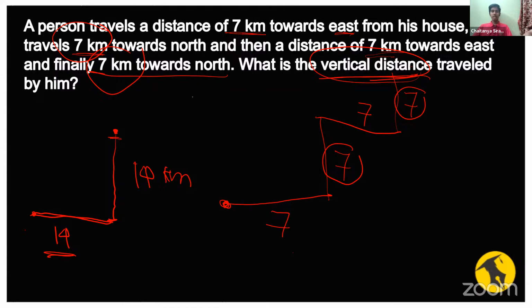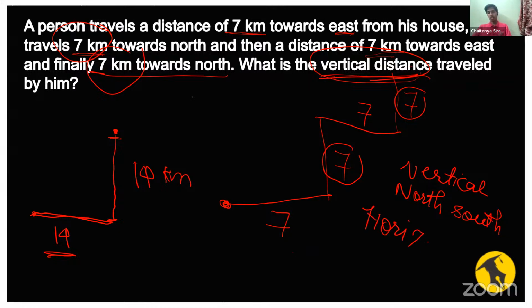All right. I'll quickly repeat. The question gave me a few directions. It was 7 kilometers to east, then north, east, and again north. And finally, it asked me for the vertical distance. For vertical distance, you always add your north and south. I'll write it somewhere. For vertical, you do north, south direction. And for your horizontal distance, you do east, west.